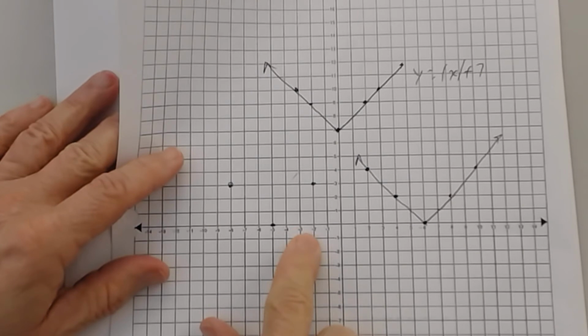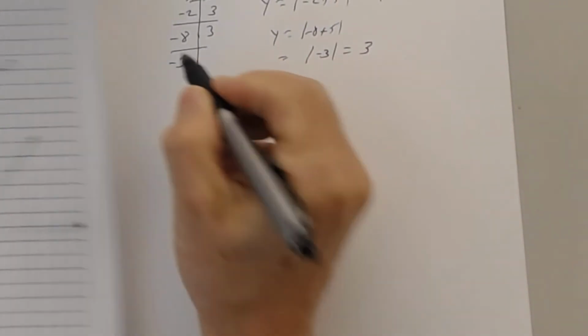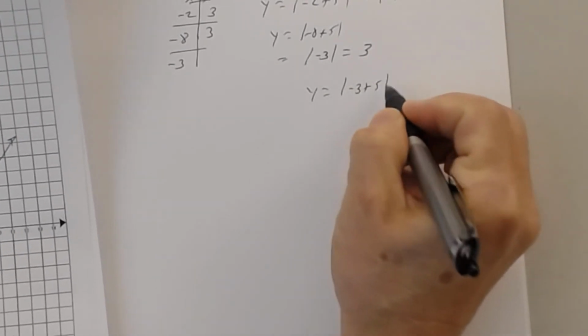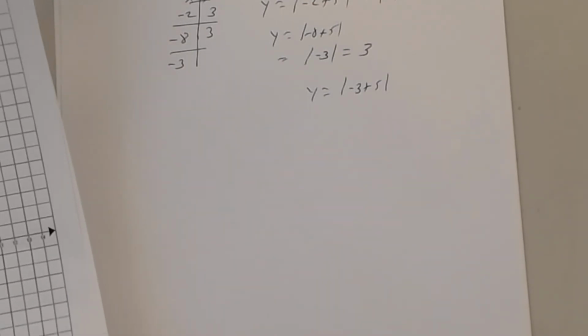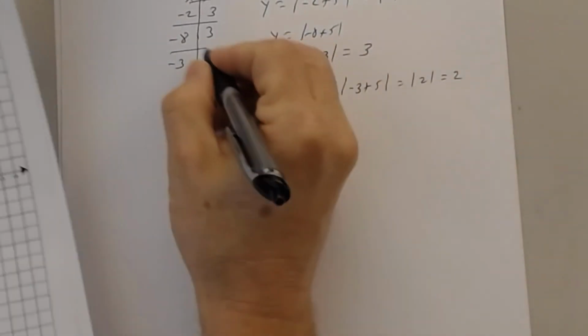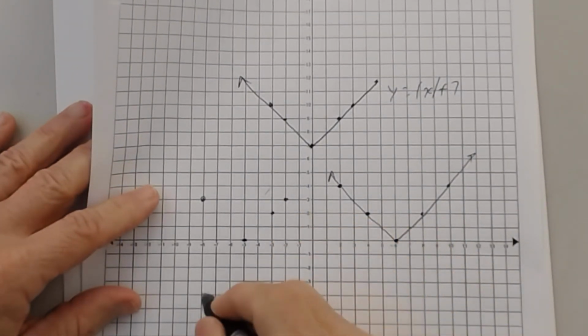What do you want to use? x is what? Give me something. -3. All right, if x is -3, I get y equals the absolute value of -3 plus 5. You do what's inside the absolute value bars first. What's -3 plus 5? 2. And what's the absolute value of 2? 2. So I plot the point -3, 2, which is here.